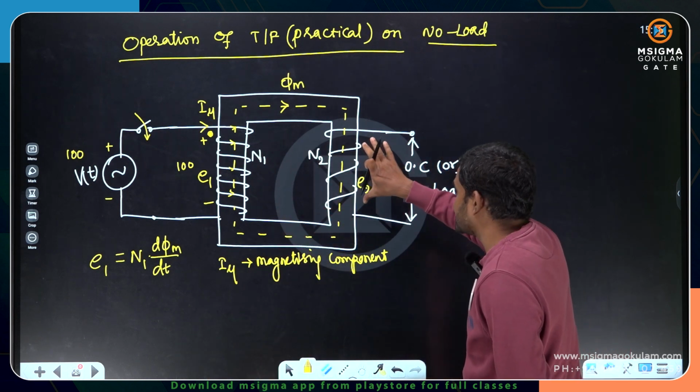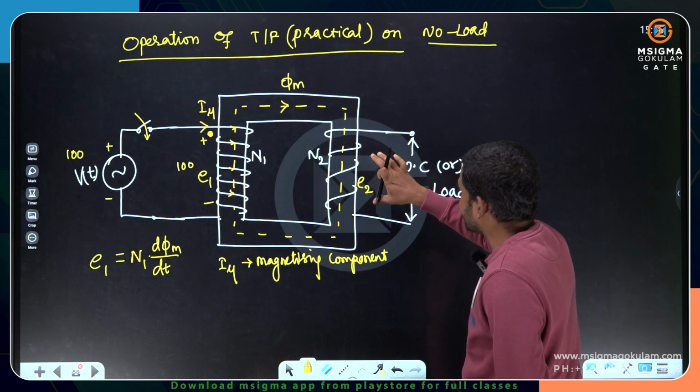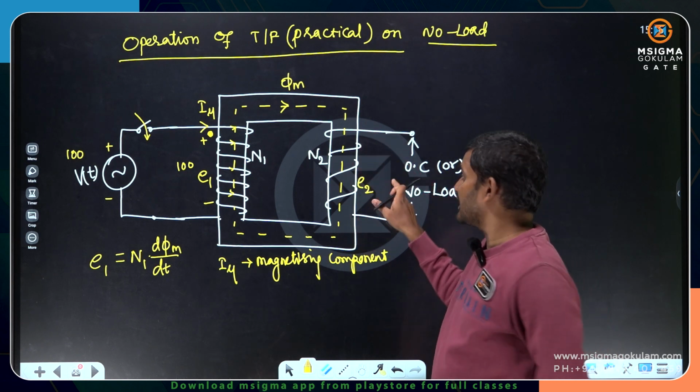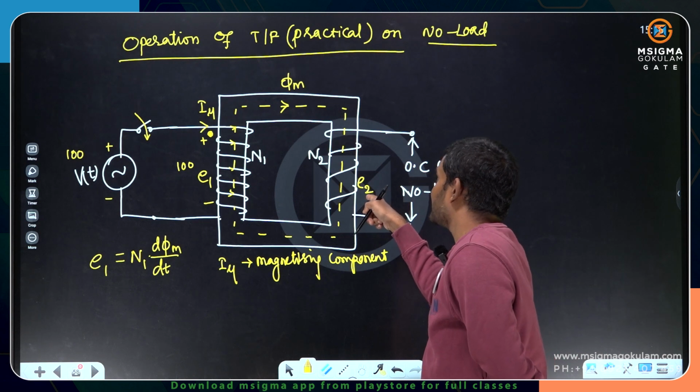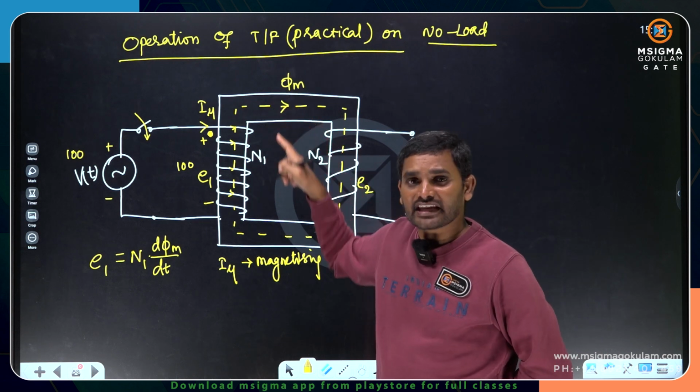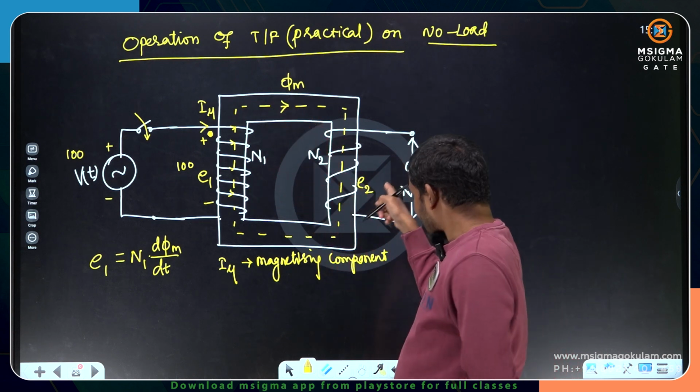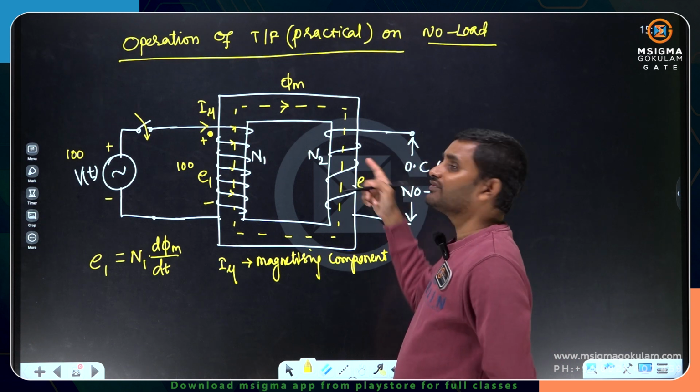E2 EMF is generating, but it cannot oppose the very cause of its production. The cause for the production of EMF is mutual flux. How can it oppose? It has to drive a current, it has to produce a flux.